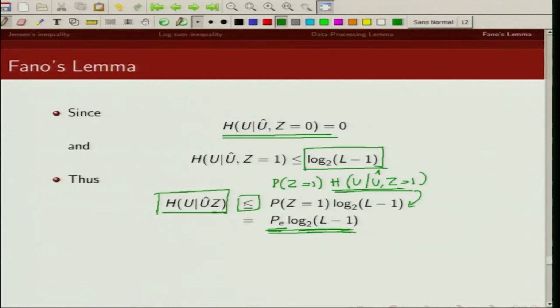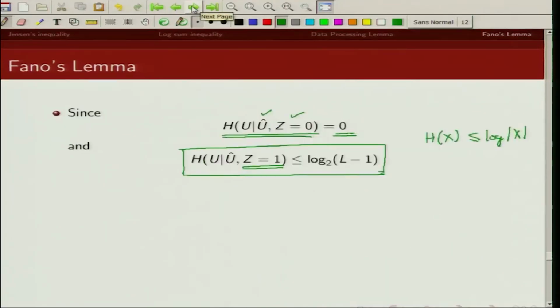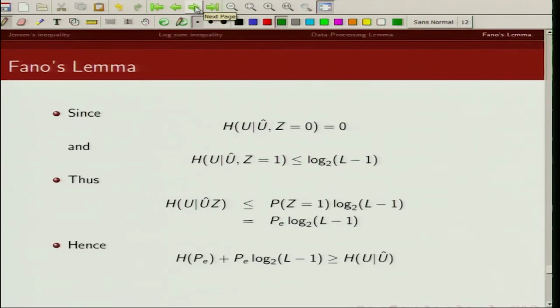Now when is this equal to this? When all the errors are equally likely to happen. We know that H of X is equal to log of the number of possibilities of X when it is uniformly distributed. So when all the L minus 1 erroneous possibilities are equally likely, this happens with equality. So in this expression of H of U given U hat, Z, we can plug in this upper bound. If we do that, what we get is this expression.